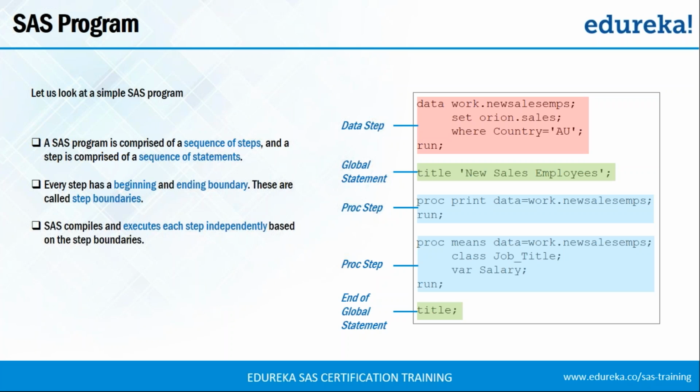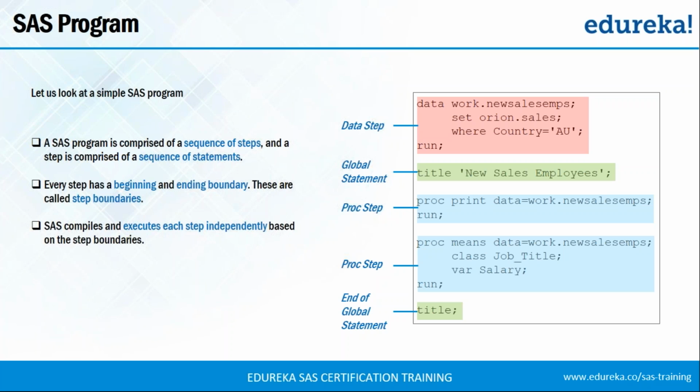Here is a data step. As I was mentioning, data, and then you have the library dot the dataset name, where country is equal to AU, and run. Run is where you are ending it. Title, if you want to give a title, the preceding step will get the title new sales employees. You're printing the data with a proc print.